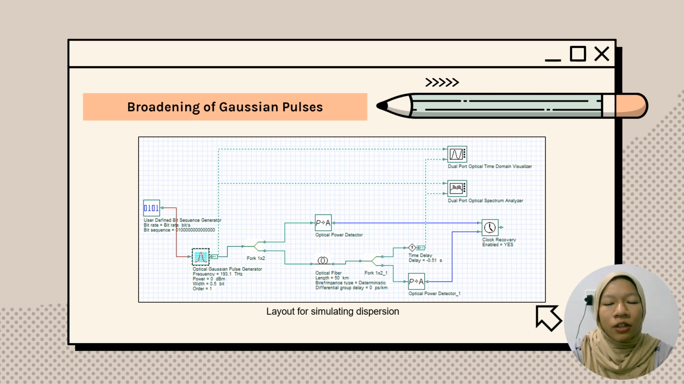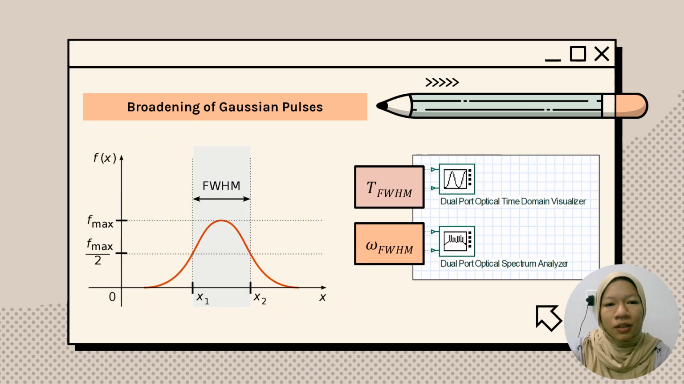The figure shows the circuit connection of the first-order Gaussian pulse, where we set the order number to 1 in the optical Gaussian pulse generator. Full width at half maximum, or FWHM, is the width of a spectrum curve measured between those points on the y-axis which are half the maximum amplitude. In OptiSystem, we can directly use markers in the time domain graph to calculate the FWHM of the pulse. For TFWHM, we will view it in the time domain visualizer. Meanwhile, for the angular frequency FWHM, we will view it in the optical spectrum analyzer.